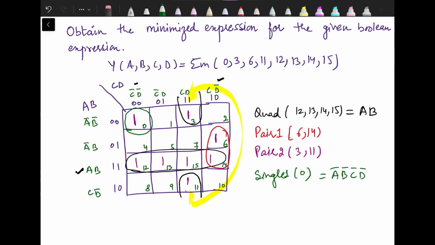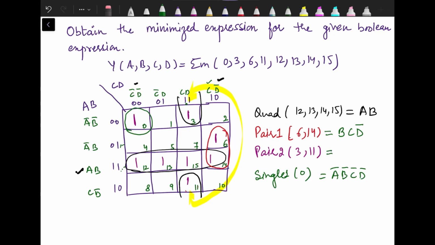Then we have the pair of 6 and 14. For 6 and 14, if we check the row labels, variable B remains the same. So B is there, and since its value is 1, it is in true form. From the column side, we have the labels C, D complement. Since both variables are the same, they remain in the expression.